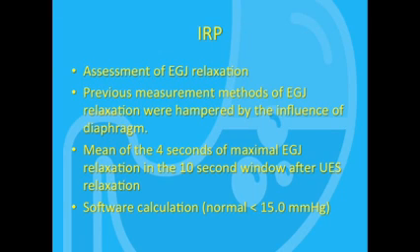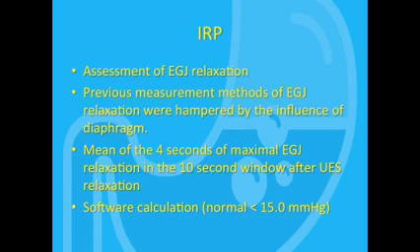The IRP is an assessment of EGJ relaxation with solicited wet swallows. It is a rather complex mathematical calculation that finds the lowest average pressure of 4 seconds duration immediately after a swallow. We used to simply measure the residual pressure of the EGJ after a wet swallow. How is the IRP better?